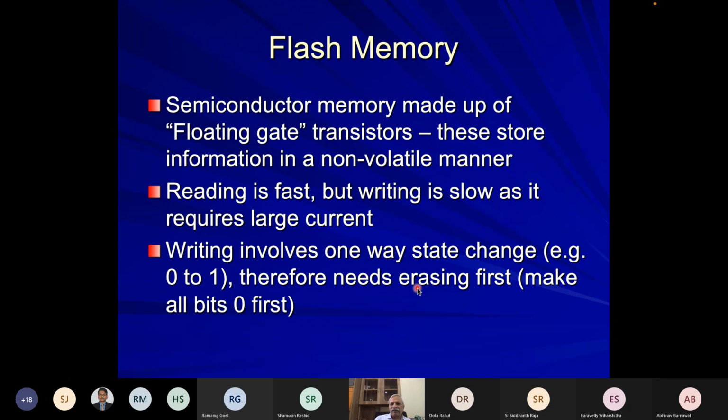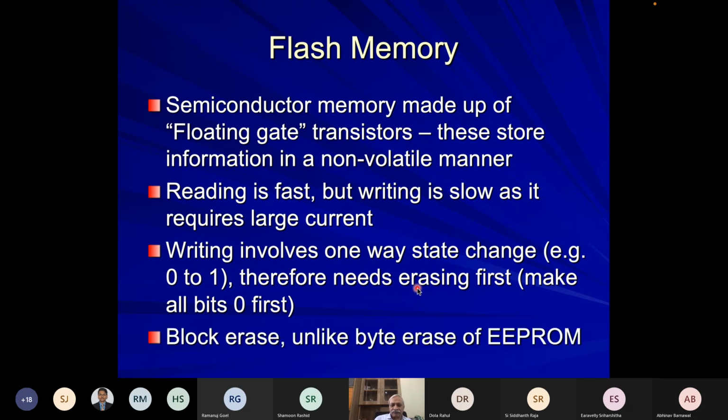The process of erasing is slower, and it is done in bulk. That means many bits are simultaneously erased. It's a block erase, so an entire block gets erased simultaneously. Unlike the EEPROMs, where you can erase every bit, or you can erase the entire memory chip altogether, here the blocks are formed and one block gets erased at any given time.